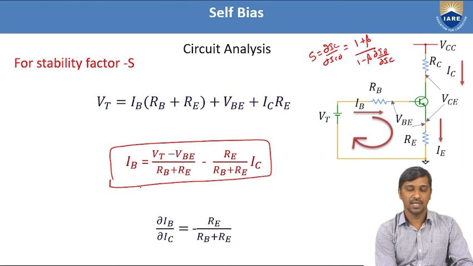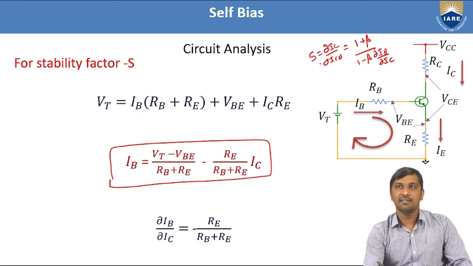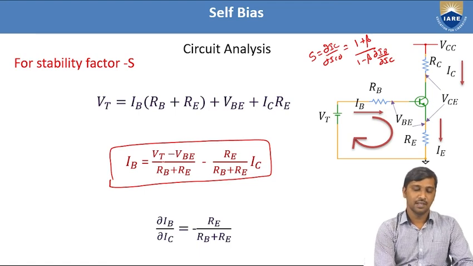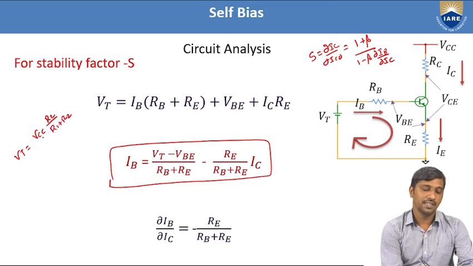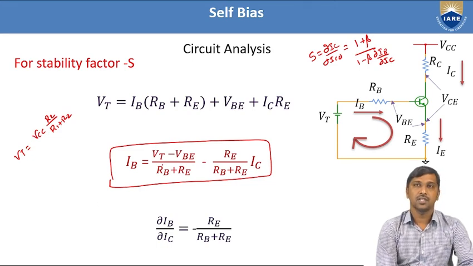Hence, ∂IB/∂IC becomes... while observing the stability factor, we know that the other two parameters, the temperature dependence parameter beta and VBE, are constant. Here, if you observe the VT expression, VT is equal to VCC times R2 by R1 plus R2. VCC is a constant, and R1 and R2 are fixed resistances. Hence, VT also becomes constant, and the differentiation of a constant is 0. VB is also constant, hence its differentiation is 0.